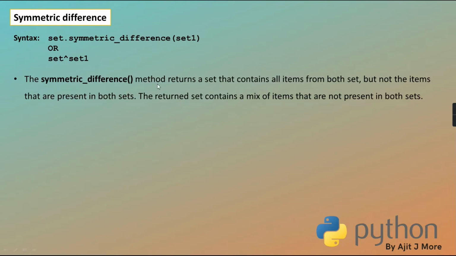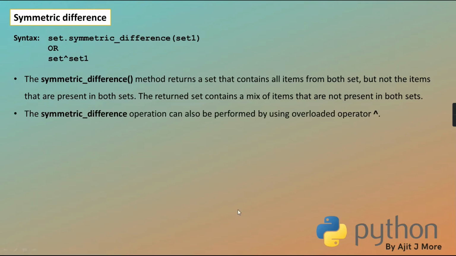Okay? So the symmetric difference method returns a set that contains all items from both sets, but not the items that are present in both. Means it will return the items of both, but not those which are present in both. The common ones it won't give. So the returned set contains a mix of items that are not present in both, like present in set but not in set 1, and present in set 1 but not in set. And you can do the symmetric difference operation using the overloaded caret.